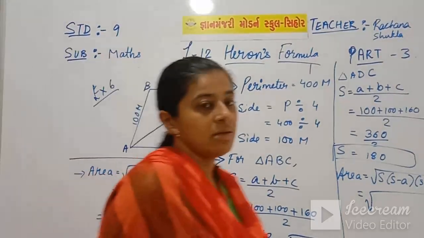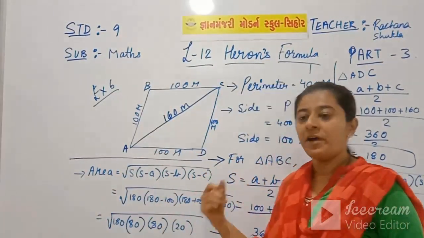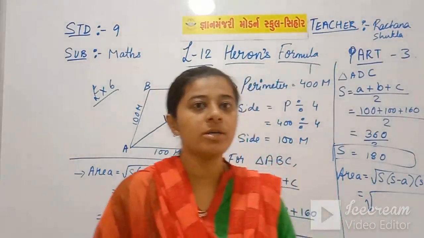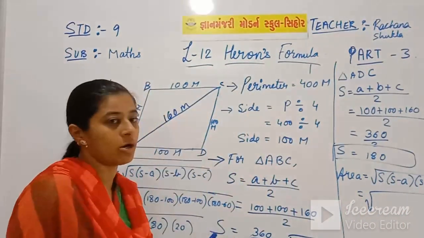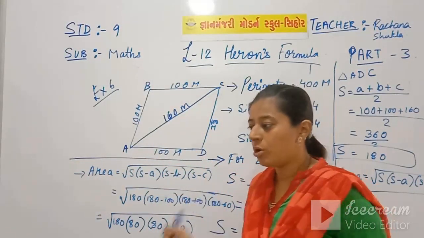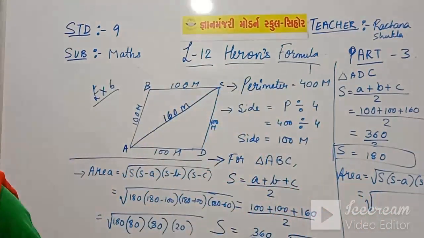Now students, these were the two sums of finding out the area of a triangle. That means either you have got the area of a quadrilateral or the area of a rhombus. Now it's time for your homework. So let's have homework.